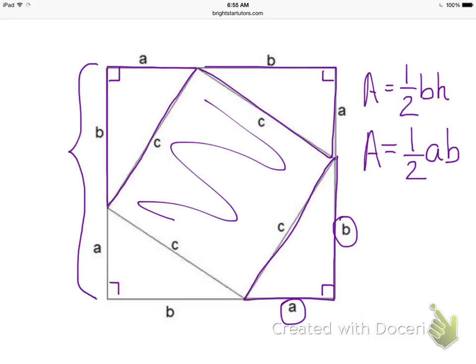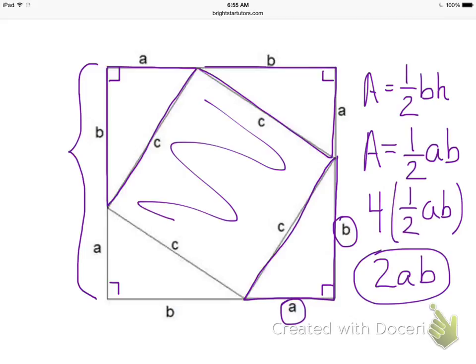The area of 4 of those would be 4 times 1/2 AB, or 2AB. Okay, so this 2AB is going to be the area of all those 4 triangles. If you think about it, we had a 2AB back in that other expression that we had. Okay, so let's summarize what we have now.